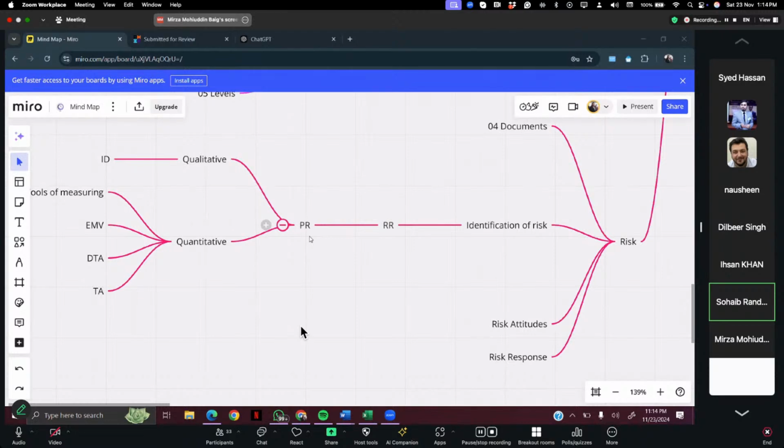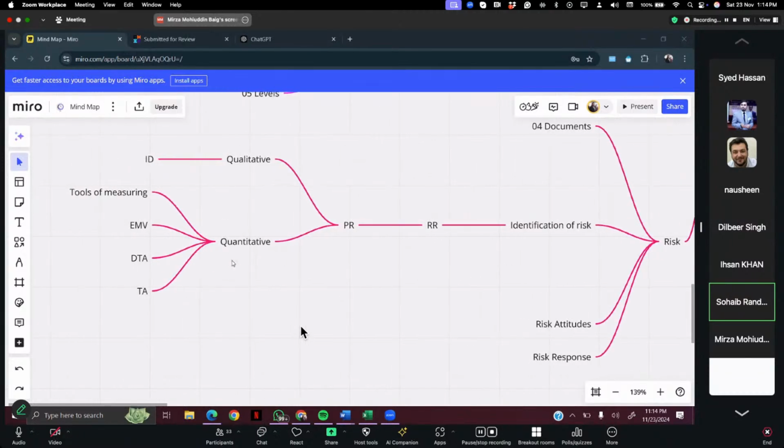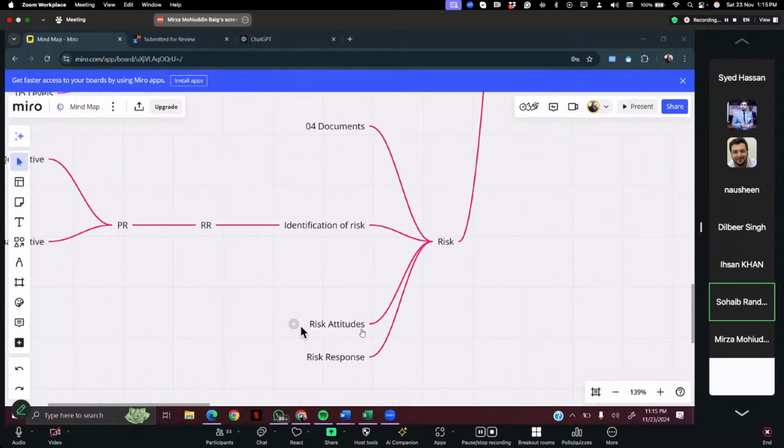And how do we prioritize? One is qualitative risk, and the other is quantitative risk. In qualitative risk, we have an influence diagram in which we designate the risk as very low, low, medium, and high. The other is quantitative risk, where we have tools for measuring quantitative risk. One is expected monetary value, EMV, and then there is DTA, decision tree analysis, and then there is tornado analysis. And there was also the S-curve, we couldn't write it over here.